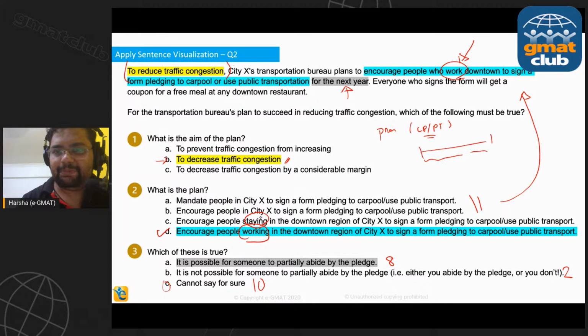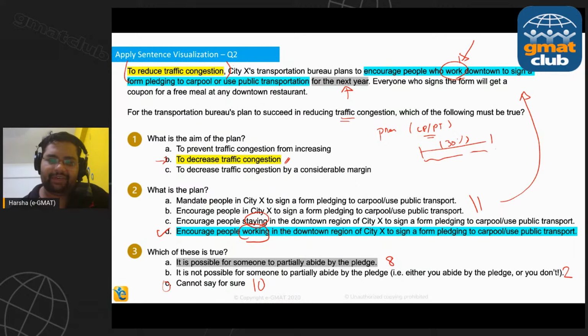In this entire time span, for traffic congestion to reduce, just reduce, even peanuts is okay. For traffic congestion to just simply reduce, do you really need me to abide by this fully? Maybe I will abide by this 30%. It's possible, right? Isn't it possible for someone to partially abide by the pledge?